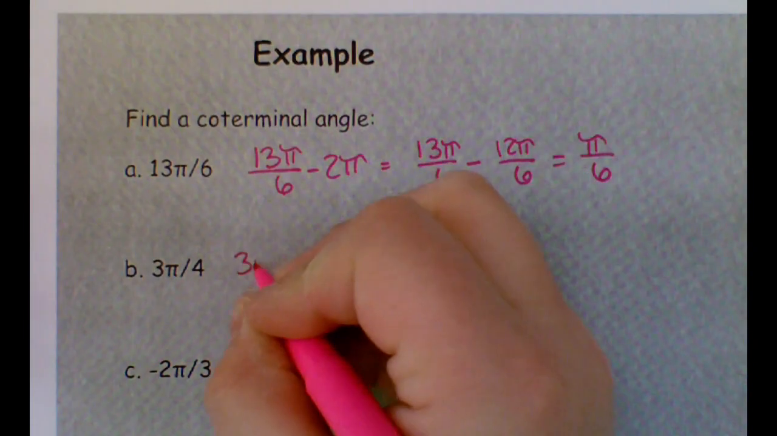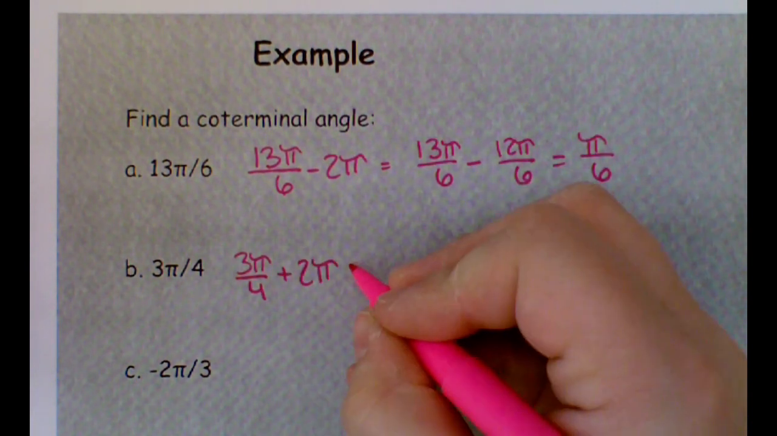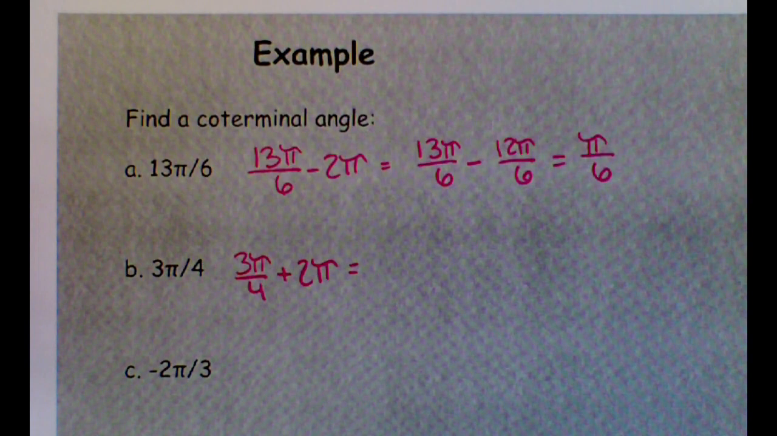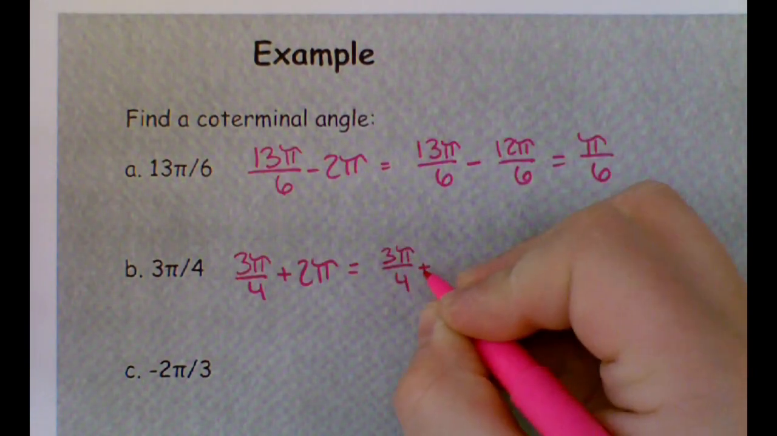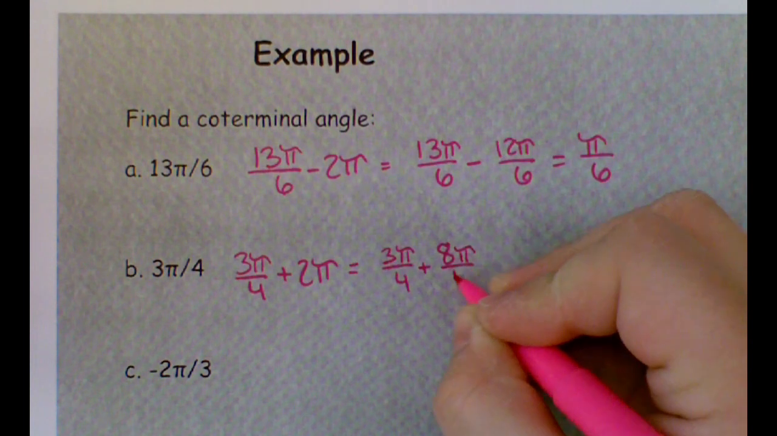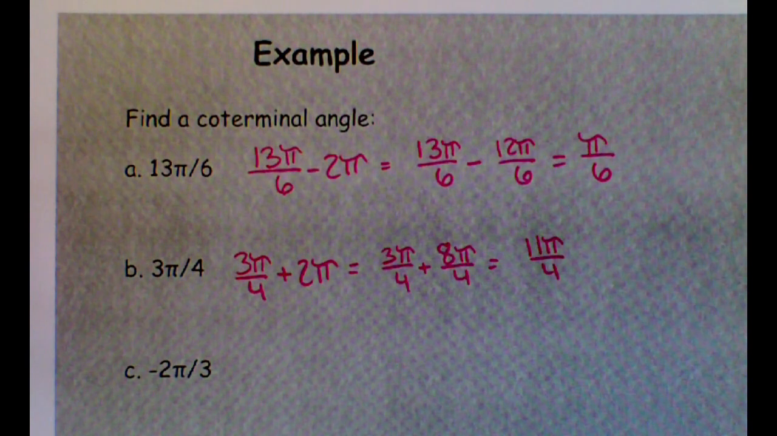3 pi over 4. Let's add 2 pi this time. Since it's not specifying which one to do, we can choose. So 3 pi over 4 plus 2 pi, which is 8 pi over 4, gives 11 pi over 4 as a coterminal angle.